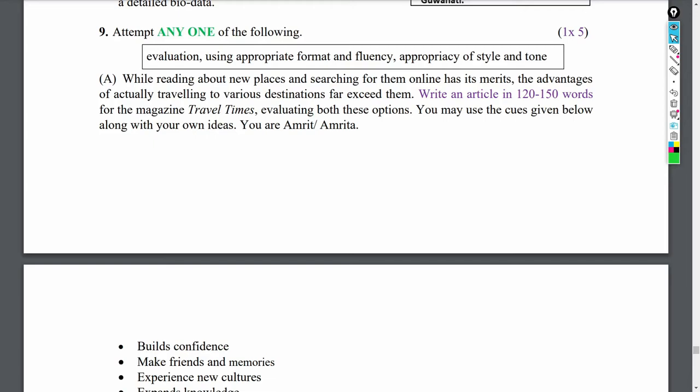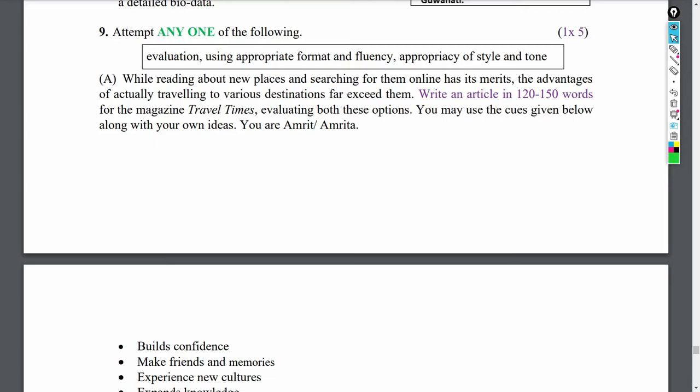So here you are going to write an article. Article means a composition, and in this composition you will have to give the introduction, conclusion, and the illustration. For the illustration, you will have to do just the pros and cons, the positive and the negative. You will have to make a balanced article.